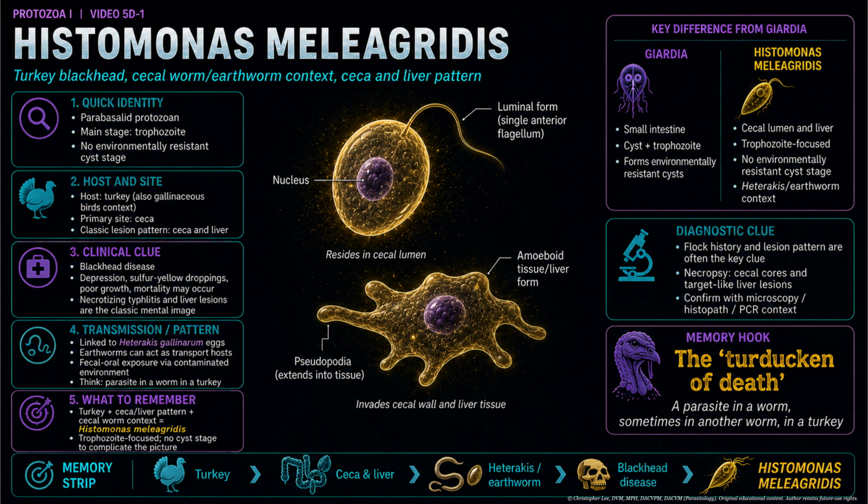The transmission story is what makes this organism so memorable. Histomonas is linked to the eggs of the cecal worm Heterakis gallinarum. Earthworms may serve as transport hosts carrying infected Heterakis stages into the turkey's environment. In other words, think of a parasite traveling in a worm ending up in a turkey. The slide calls this the turducken of death, and unfortunately the biology earns the nickname. Your pattern is turkey, ceca and liver, Heterakis or earthworm context, and blackhead disease. This should make you think Histomonas meleagridis.